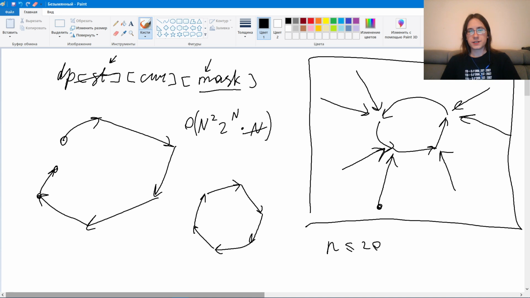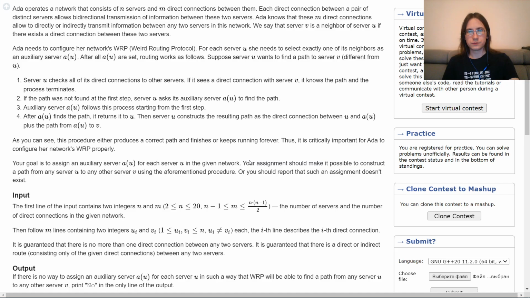Thus, we have decreased the time complexity to n squared times 2 to the power of n, which already passes the time limit. And then we need to just consider all the possible masks that form a cycle and check for every mask if every vertex which is not part of the mask has a neighbor in the mask, which takes just n times 2 to the power of n. Now we can look at the implementation.